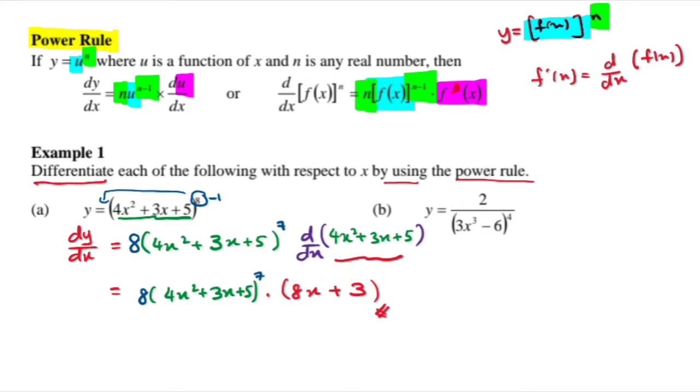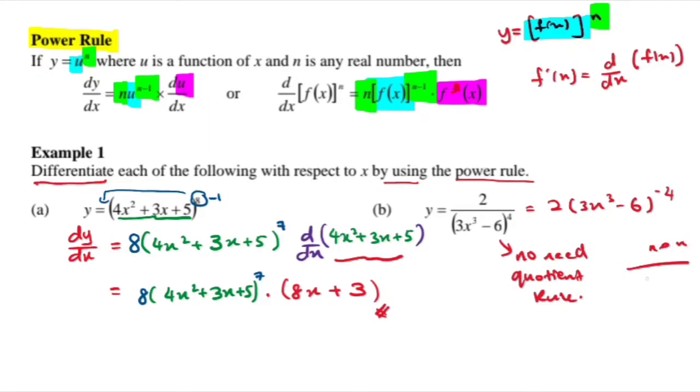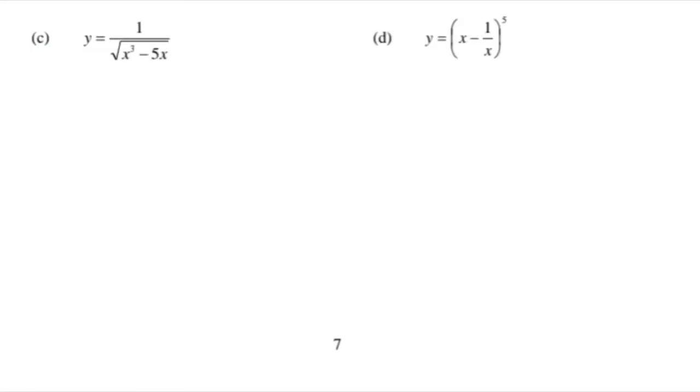Okay, then try out example 1b. Remember my tips. When you have a bracket power 4 at the denominator, you can bring it up and change it to power negative 4. Now you can apply the power rule. Please remember, you do not have to use quotient rule for this question because at the numerator, there is no x. There's only x at the denominator. So we only use quotient rule whenever the numerator has x and the denominator also has a function in terms of x. What about example 1c? Do we need quotient rule or not?